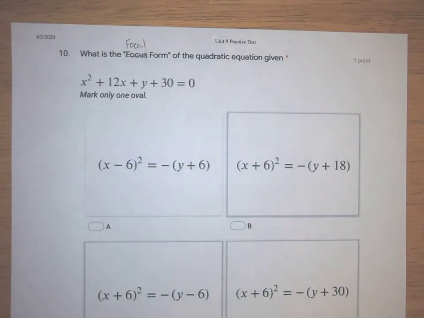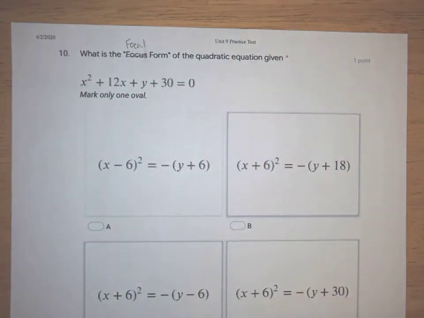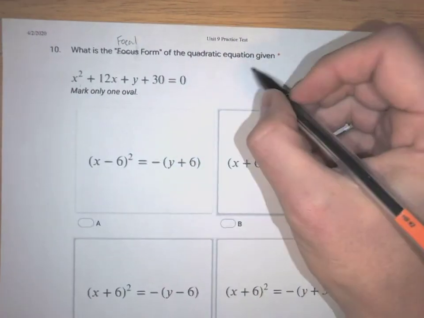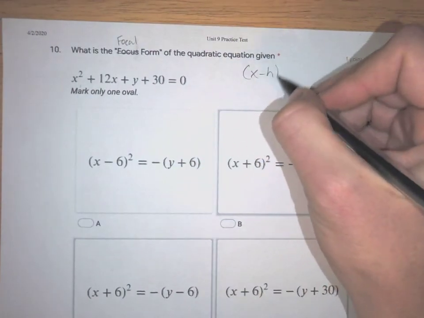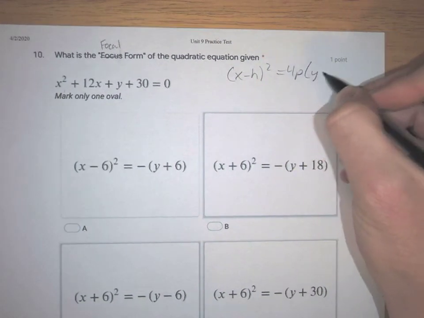Okay, so we want to find a focal form equation, a version of a quadratic equation. So we have this quadratic equation, which is all kind of mixed up. We want to put it into focal form, which, since we have an x squared, is going to look something kind of like this: x minus h squared equals 4p times y minus k.